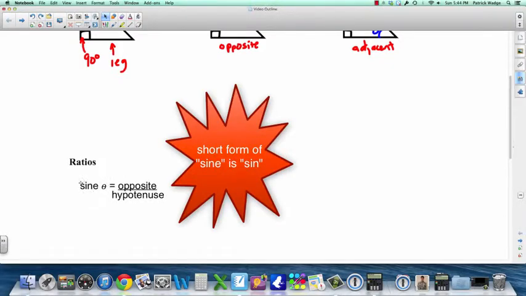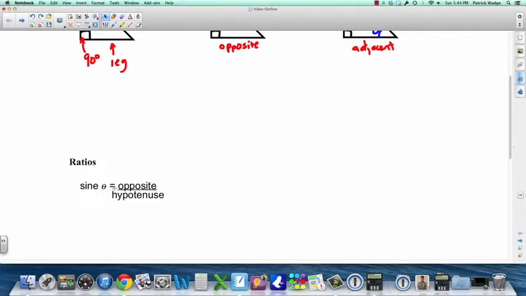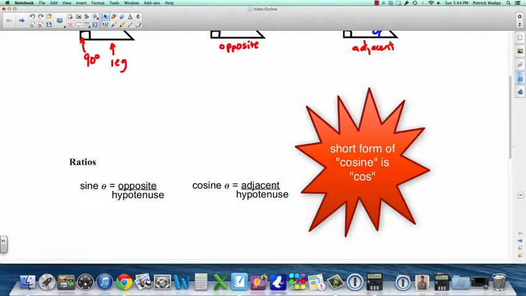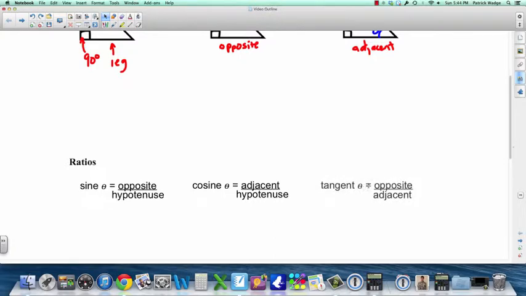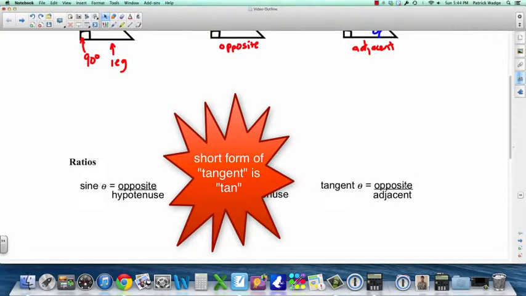Sine theta, in other words, the sine of some angle, is equal to the length of the opposite side divided by the length of the hypotenuse. The cosine of some angle is equal to the adjacent side length divided by the length of the hypotenuse, and tangent of some angle is equal to the opposite side length divided by the adjacent side length.